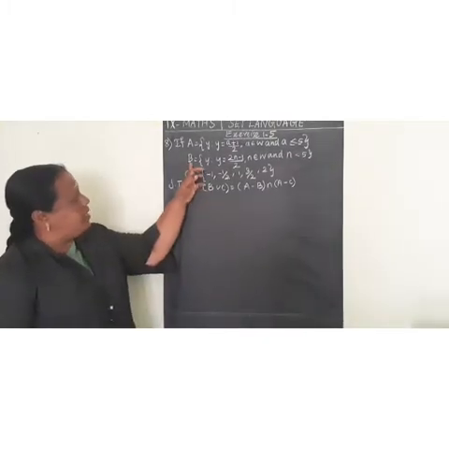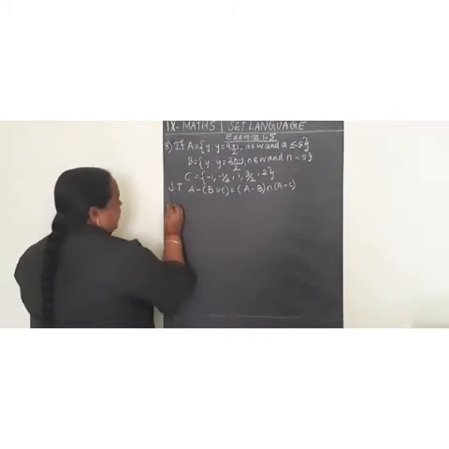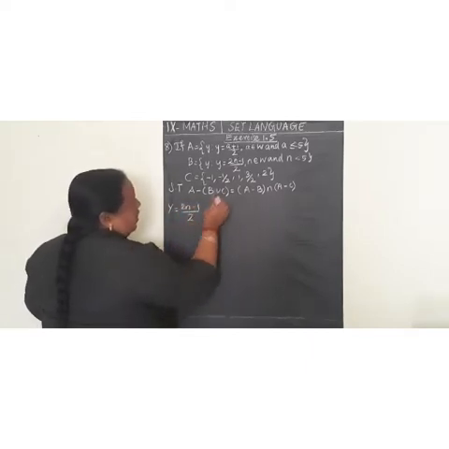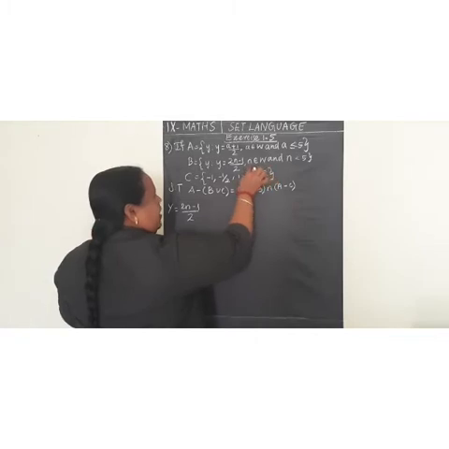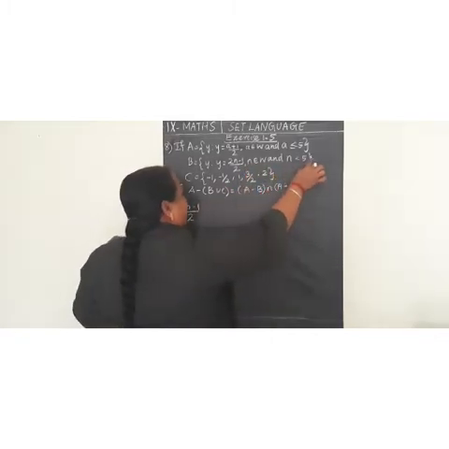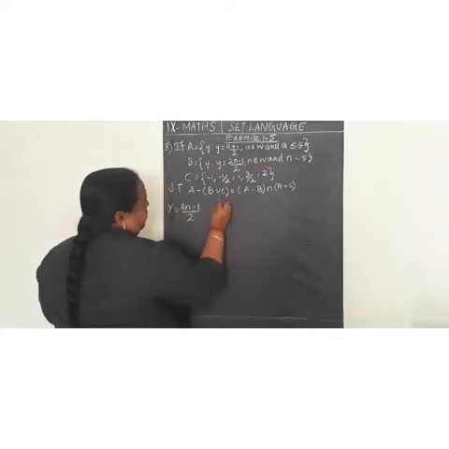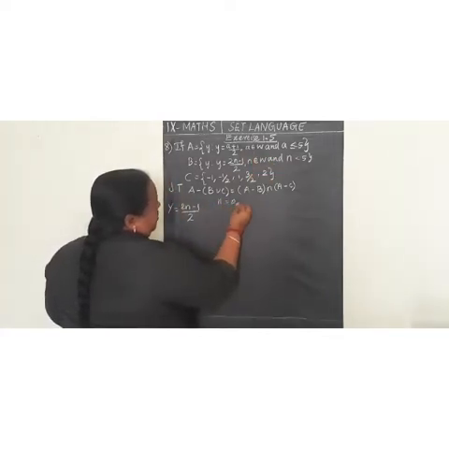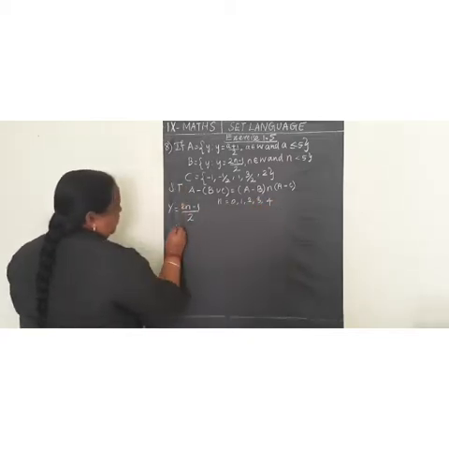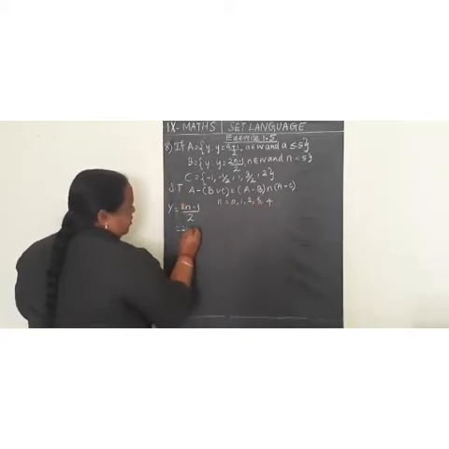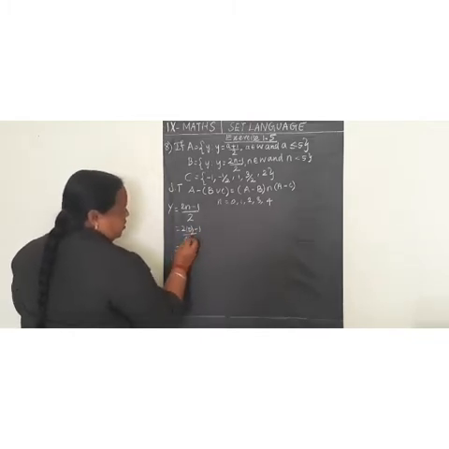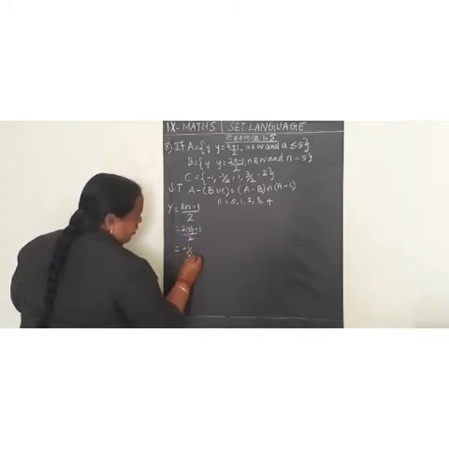Next we have to find the set B. What they have given for B: y is equal to (2n minus 1) by 2, n belongs to the whole numbers. So we have to substitute values from the whole numbers, taking n less than 5. So n is equal to 0, 1, 2, 3, 4. Now substitute the first value 0: 2 into 0 minus 1 by 2. 2 into 0 is 0, so minus 1 by 2.